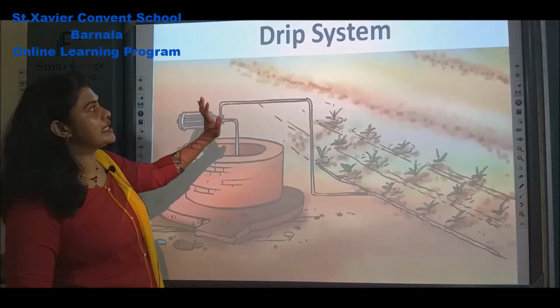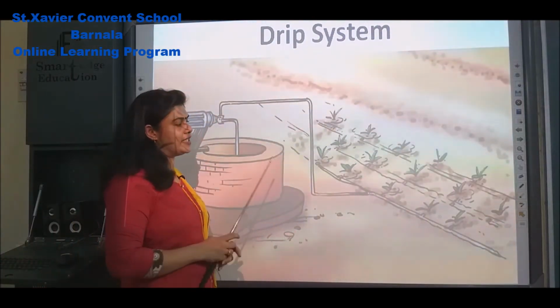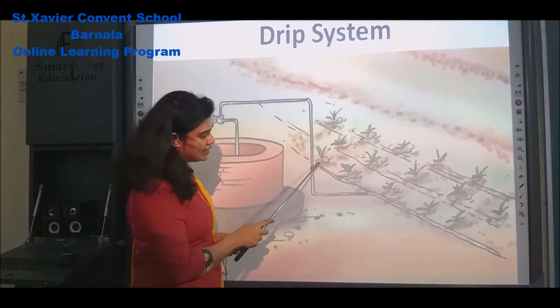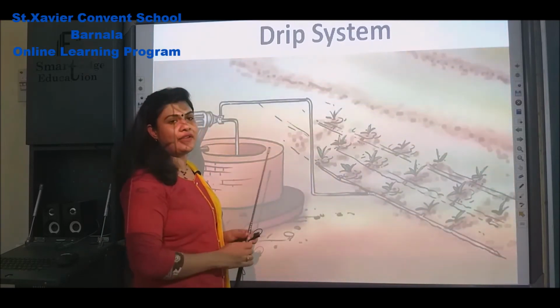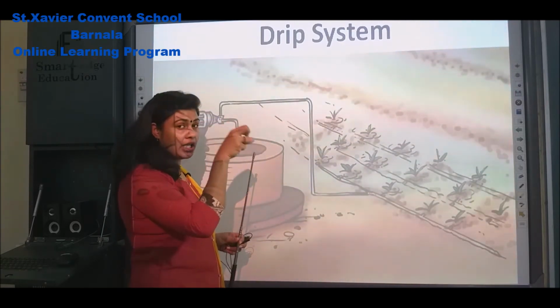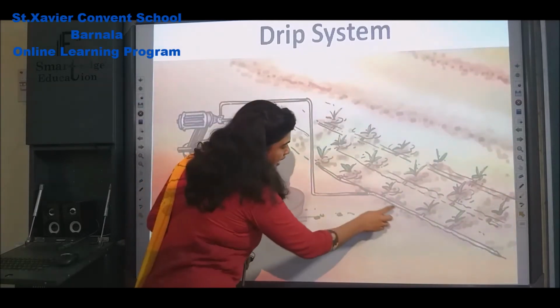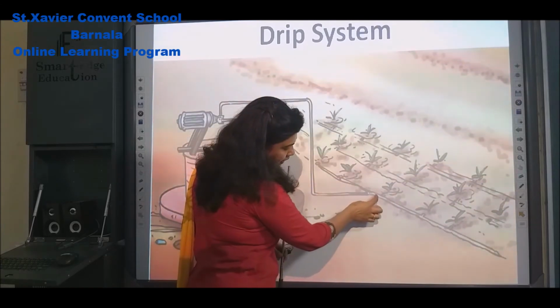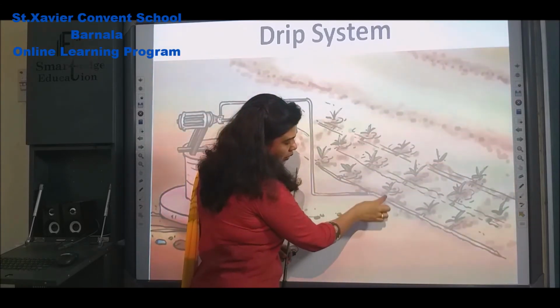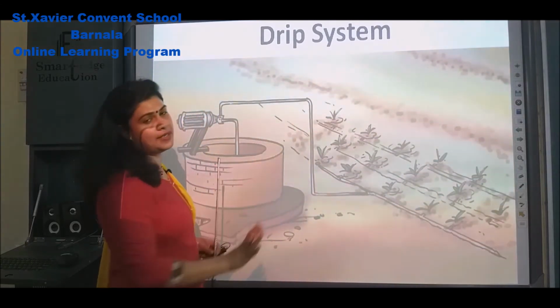Next we are going to discuss the drip system. Drip system means what? Drip system means we are giving water near the roots drop by drop. That is drip system. Here you can see plants, and we are giving water near the roots drop by drop. That is drip system.